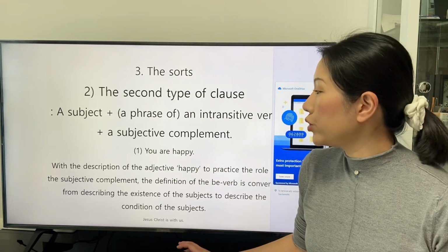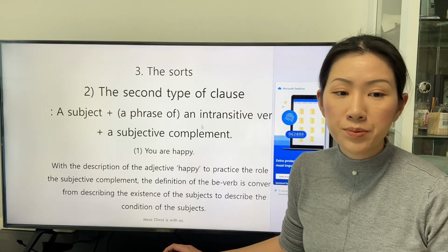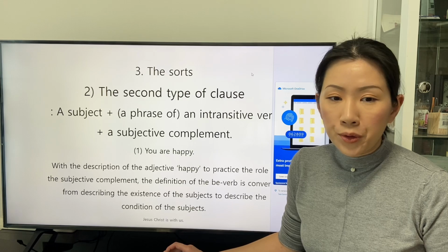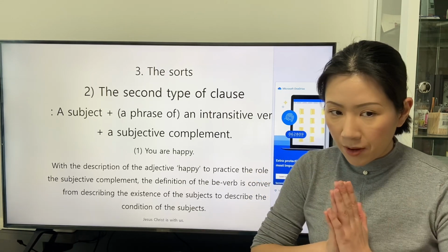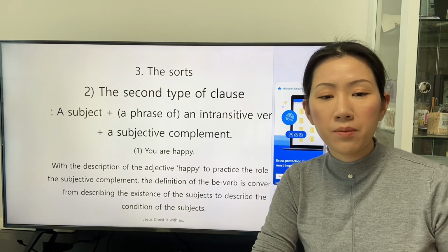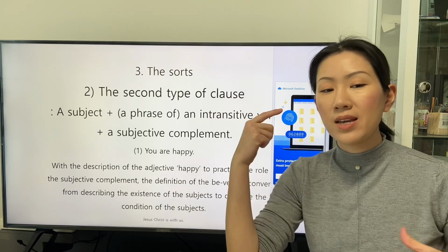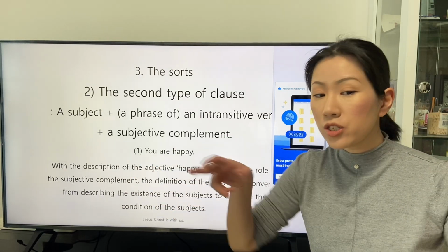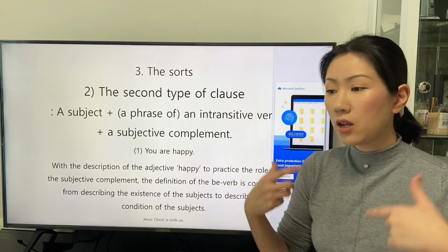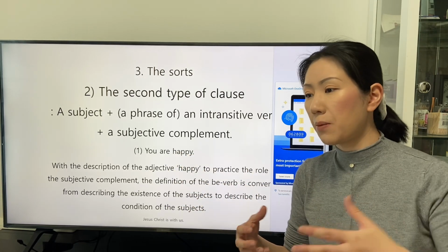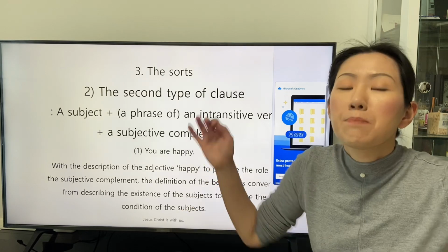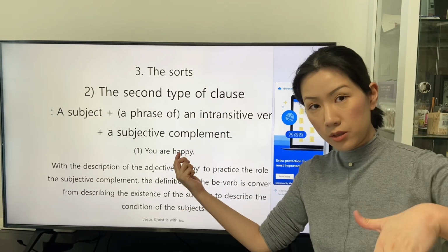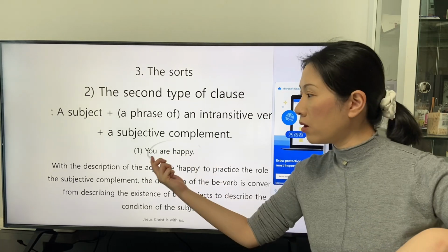There is a clause, "you are happy," with a description by the adjective happy to practice the role as the subjective complement. The definition of the be verb is converted from describing the existence of the subject, the listeners, to describing the condition of the subject. We can understand that the definition of the be verb can be deepened with the additional description for the subject.